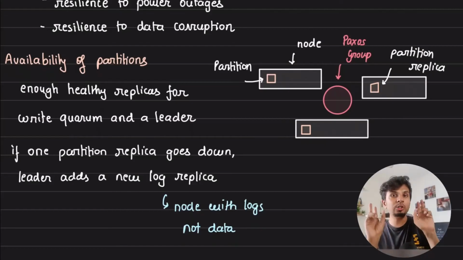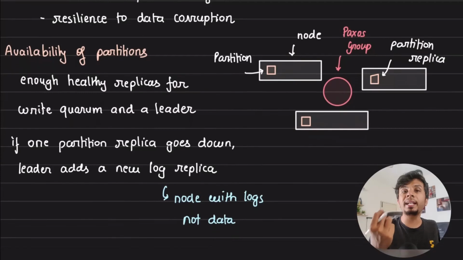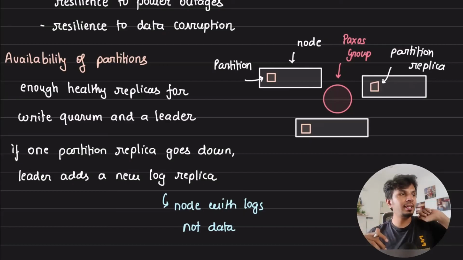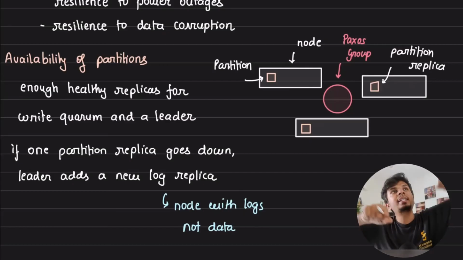So a partition is said to be healthy if you can get a write quorum. Write quorum is what? Write majority. Because when the write comes in, we said that the write goes to the leader. It then sends it to both of them.